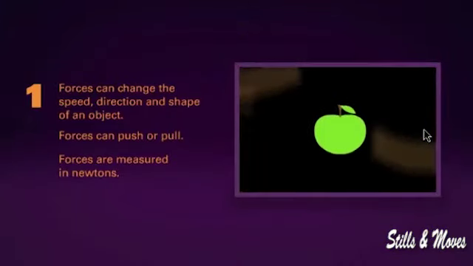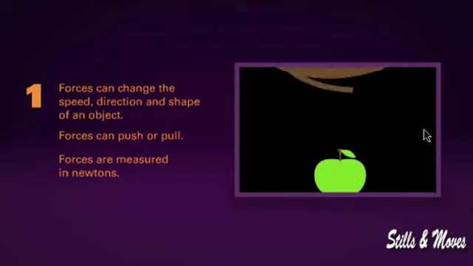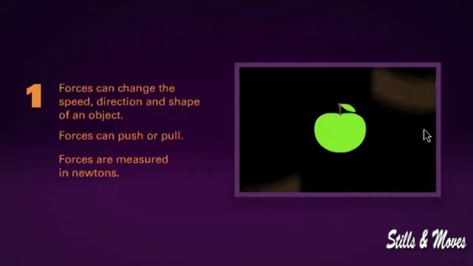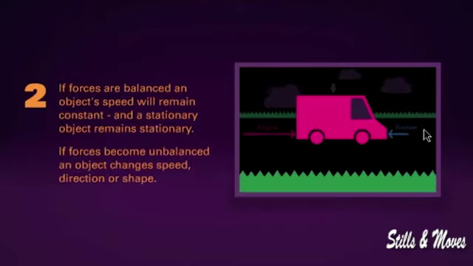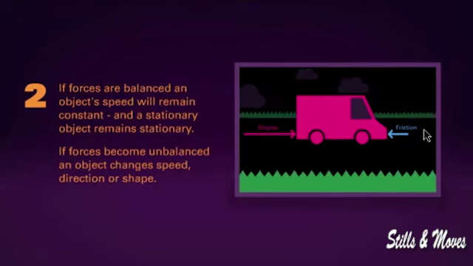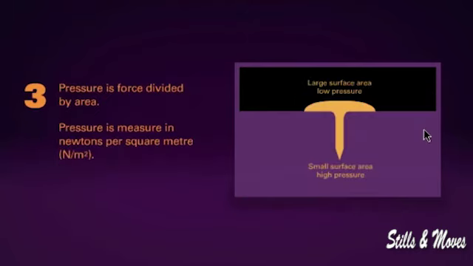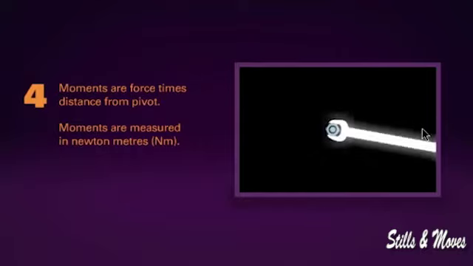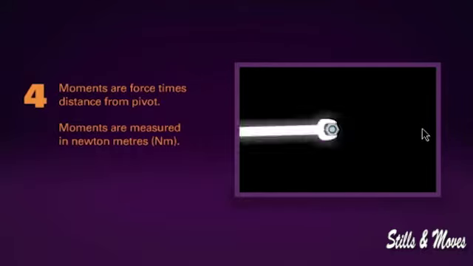Forces can change the speed, direction and shape of an object. Forces can push or pull. Forces are measured in newtons. Balancing forces. When forces are balanced, a stationary object stays still and a moving object moves at a constant speed. If forces are unbalanced, the object changes speed, direction or shape. Pressure is force divided by area and we measure it in newtons per square metre. Moments are force times distance from the pivot. They're measured in Newton metres.